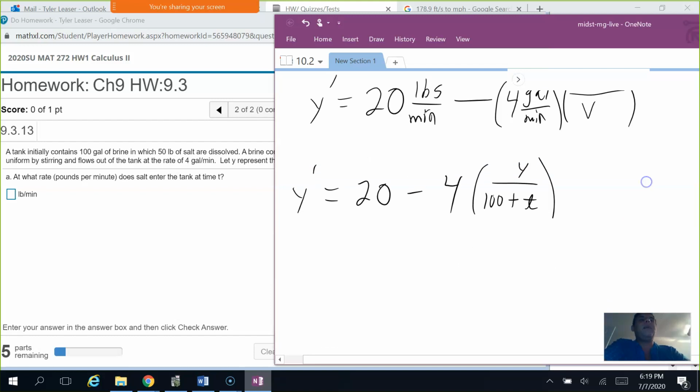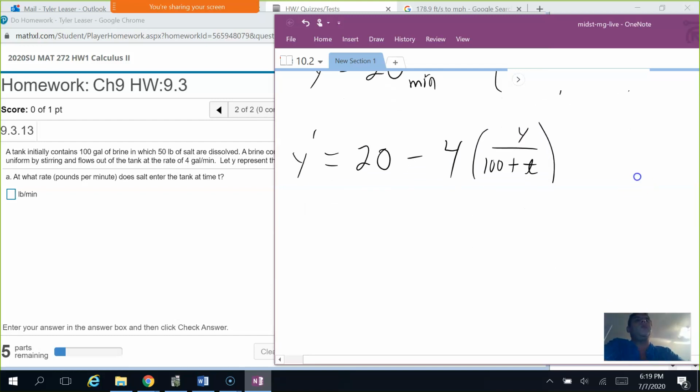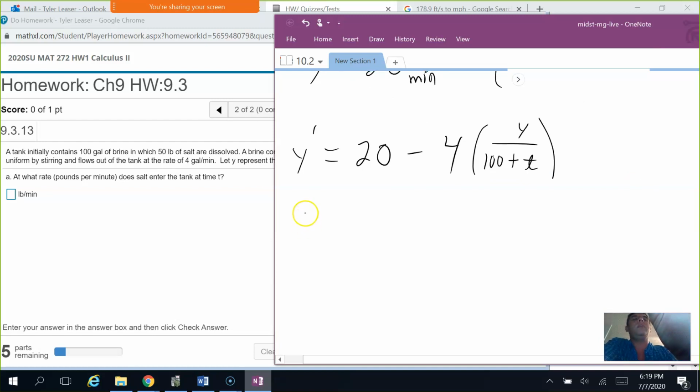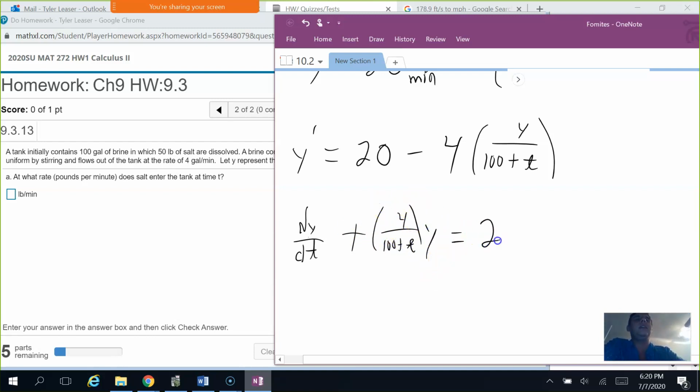Okay, this is now my differential equation. This is a linear differential equation, which means we have to write it in that standard form. So this derivative, I'll write it as dy/dt. I'm just going to leave it on the left-hand side. But the term that has the y in it, I'm going to move over and rearrange a little bit. So I'm going to write this as 4 over 100 plus t, all of that times the y, and that's going to be equal to the 20 on the other side.